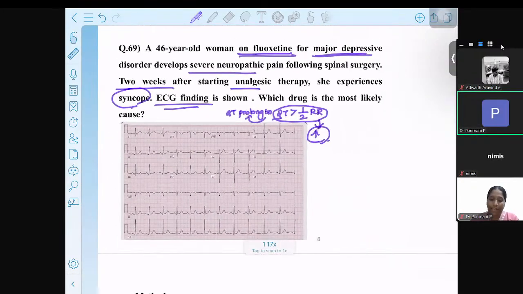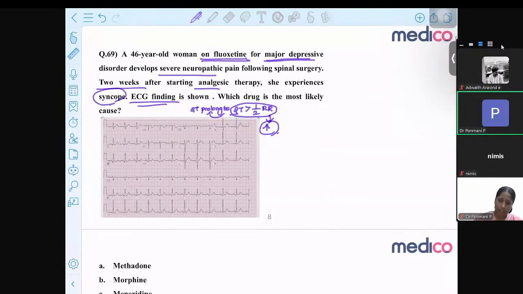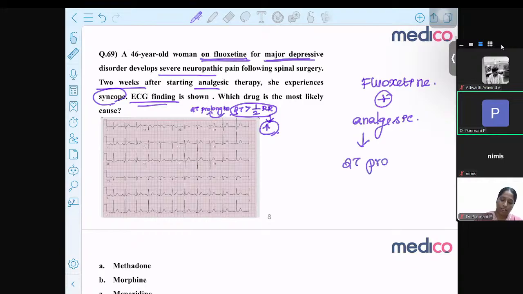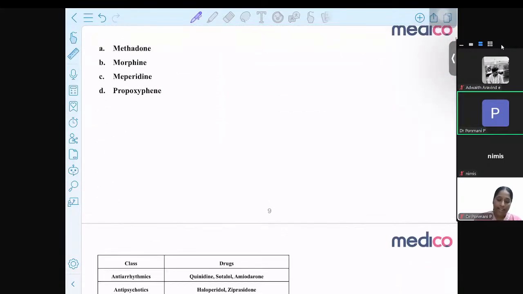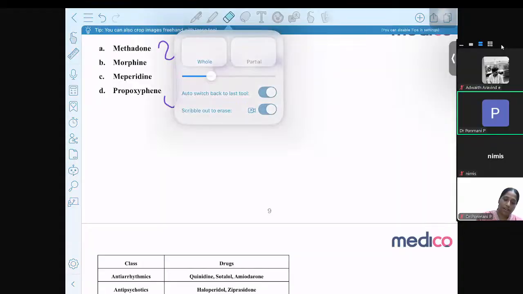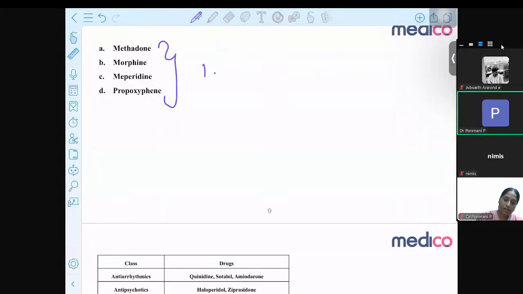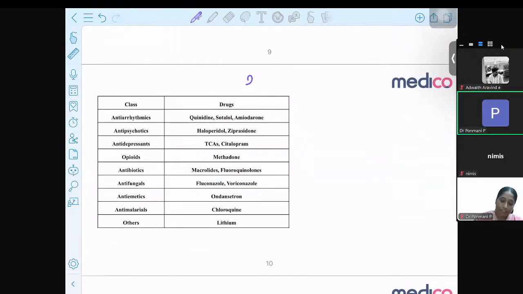Now we will come to the drug side here. They are telling that fluoxetine was given here, right? And fluoxetine followed by some analgesic. And now she has developed QT prolongation, and what is the reason? They have given a list of drugs which they have been given for pain relief. Okay, so now there is a list of drugs which cause QT prolongation.